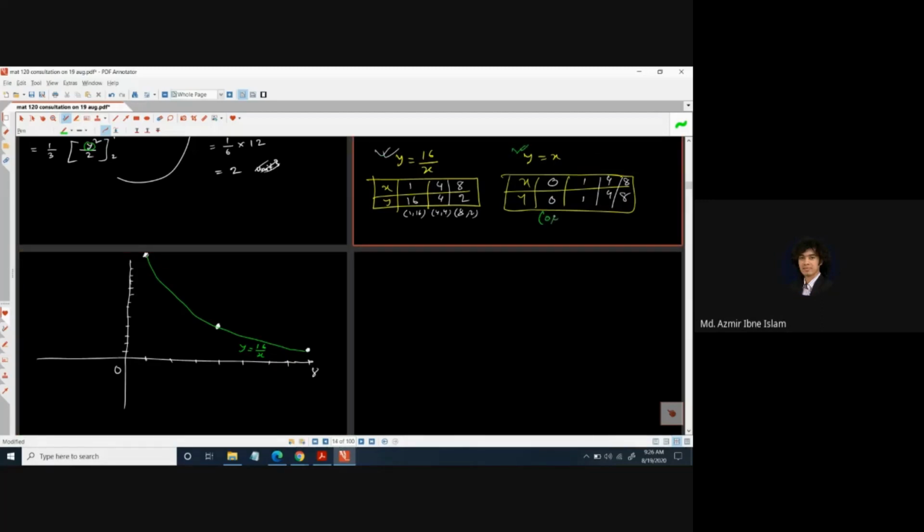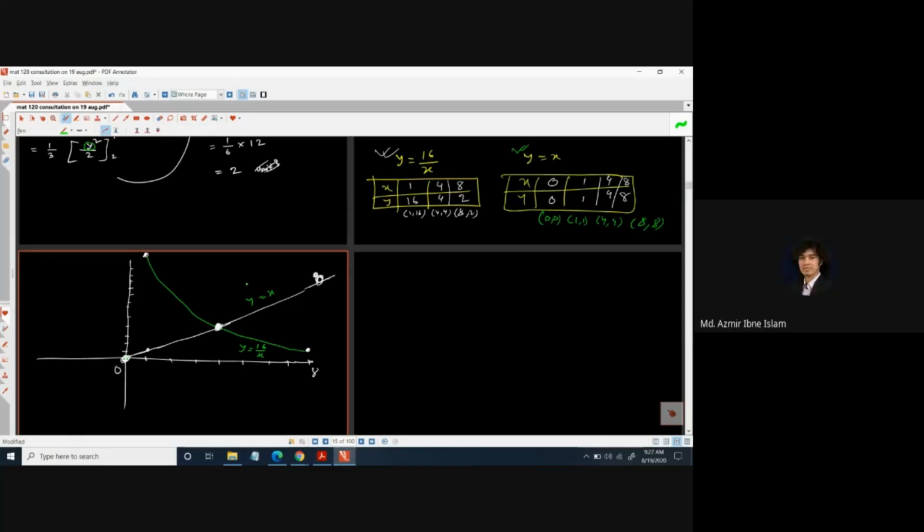Now let's draw y equal to x. So here we have the (0, 0) point, (1, 1) point, (4, 4) point, and (8, 8) point. So the (0, 0) point is here. The (1, 1) point will be here. (4, 4), this point. (8, 8), this one. So we can join these points, and the graph of y equal to x is this.